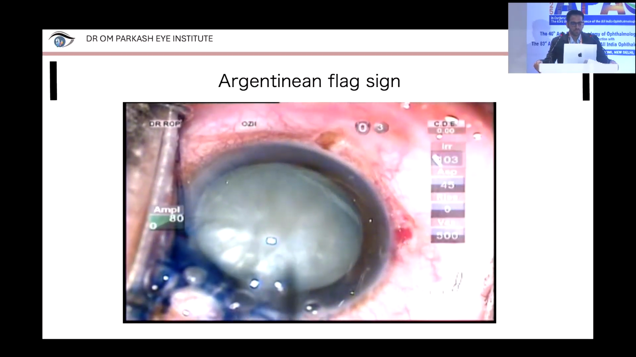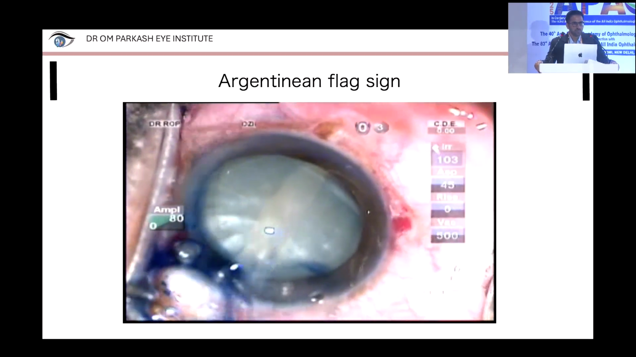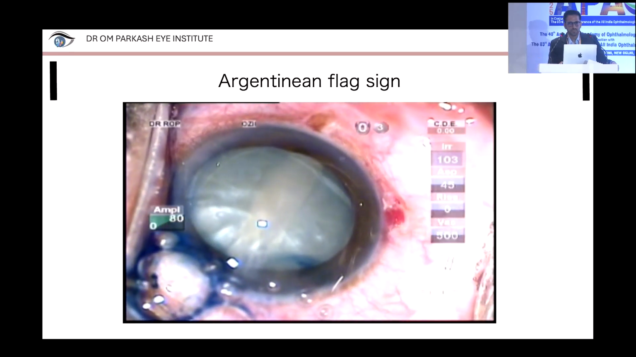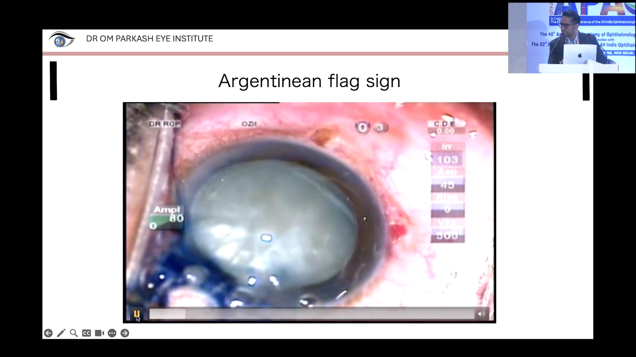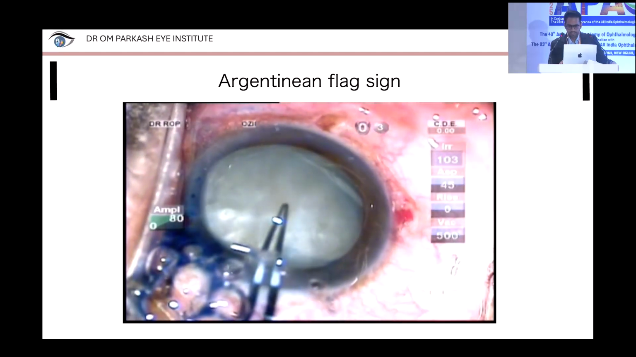So first is this case. Everybody, why did we have an Argentinian flag sign here? I would like to ask the panelists for their comments, and then we can move on. It's the intralenticular pressure plus the posterior push. So it's a huge pressure.